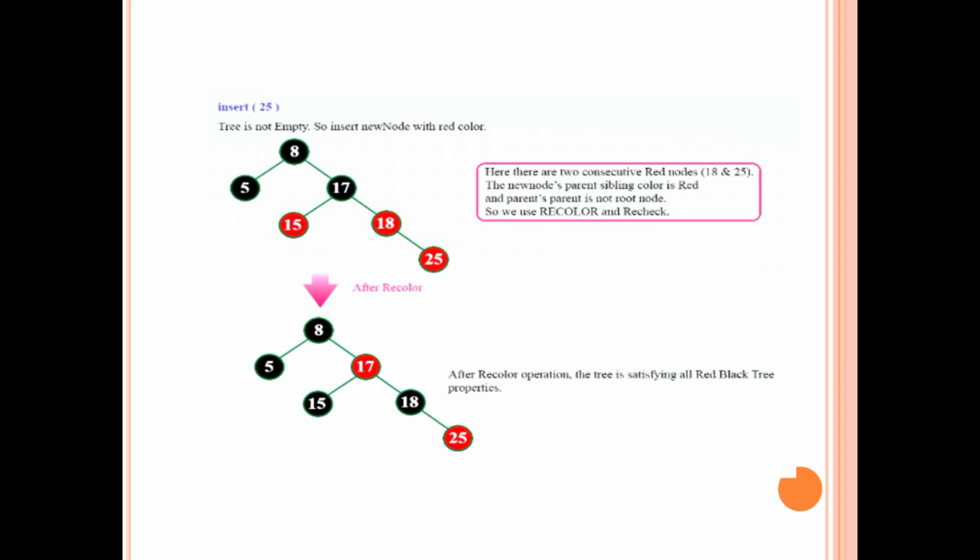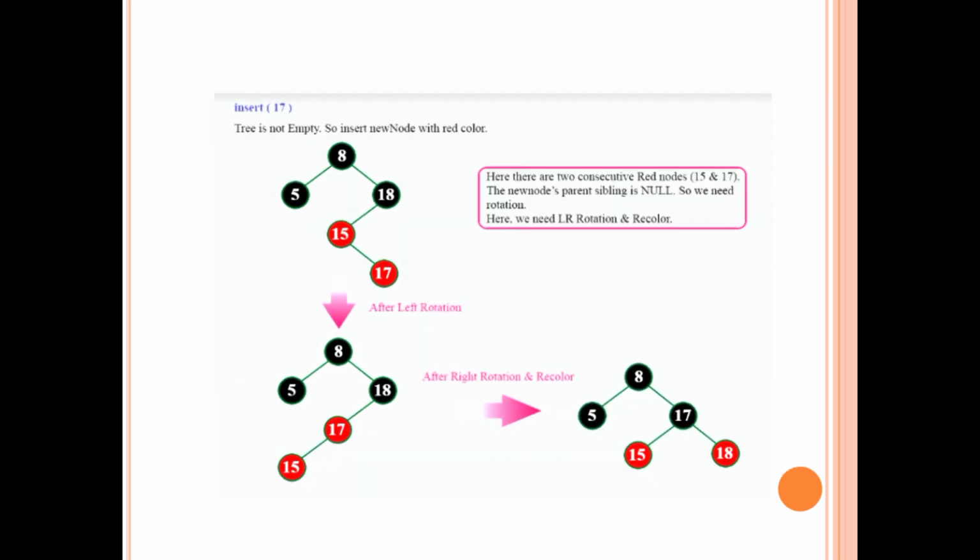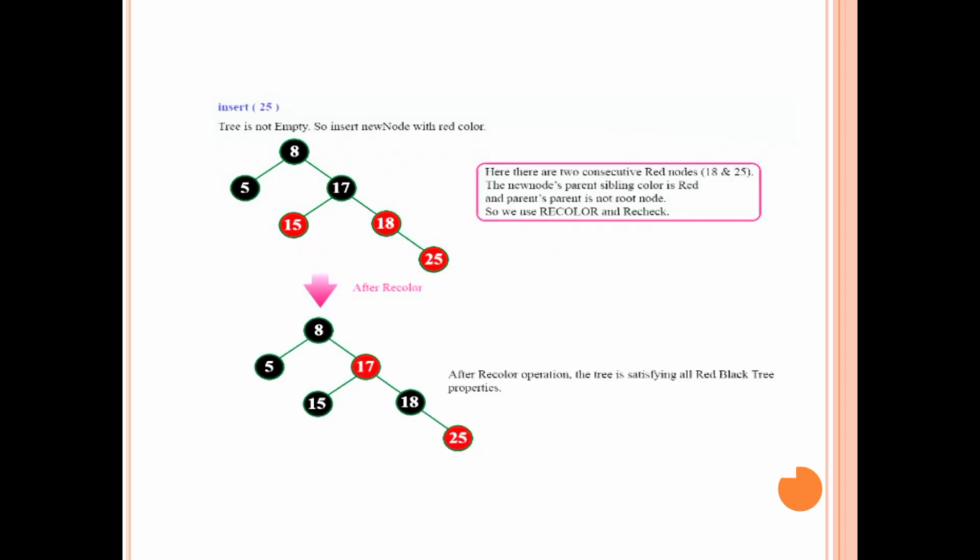Then we have to do the recoloring. After recoloring, 15 and 18 turn to black color. This is the inserting of the 25. After recoloring, we have to check the red black tree properties. The red black tree is satisfied.